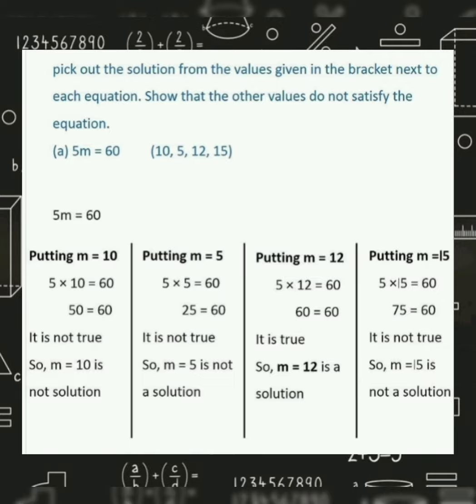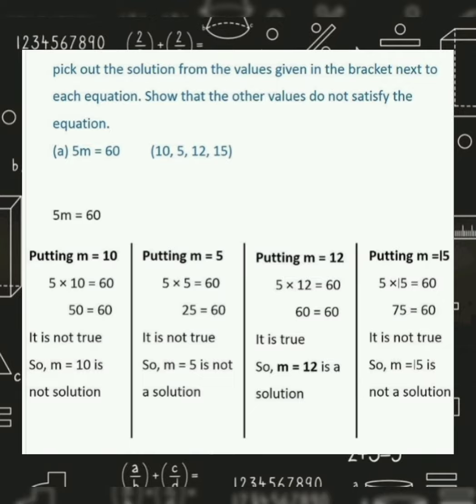So we simply have to substitute the values given in place of the variable and verify whether the left hand side and the right hand side of the equation are equal. If for a value the left hand side and the right hand side are equal, then that value will be the solution for the equation. We also have to verify that the other values given are not solutions for the equation. So the equation given is 5m is equal to 60. So the values are 10, 5, 12 and 15.